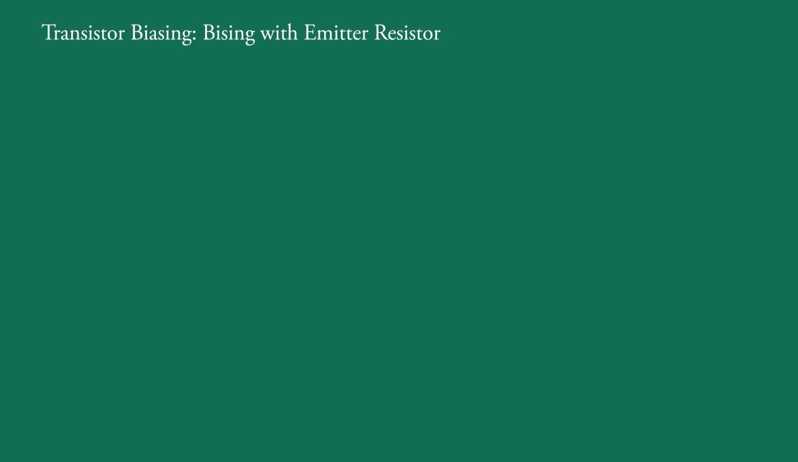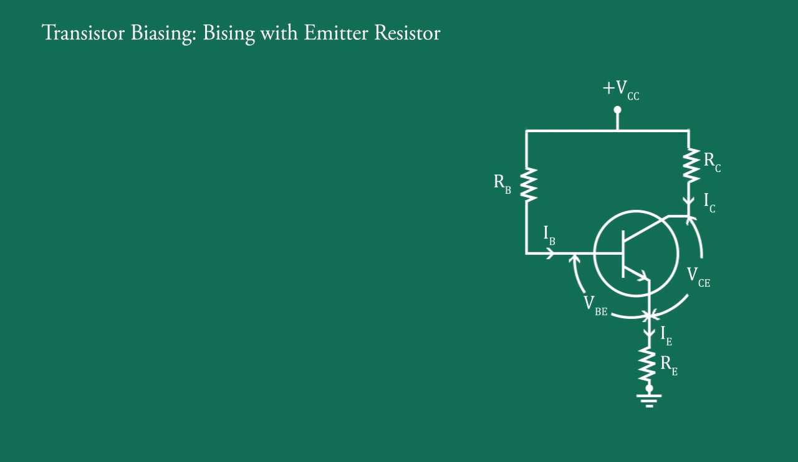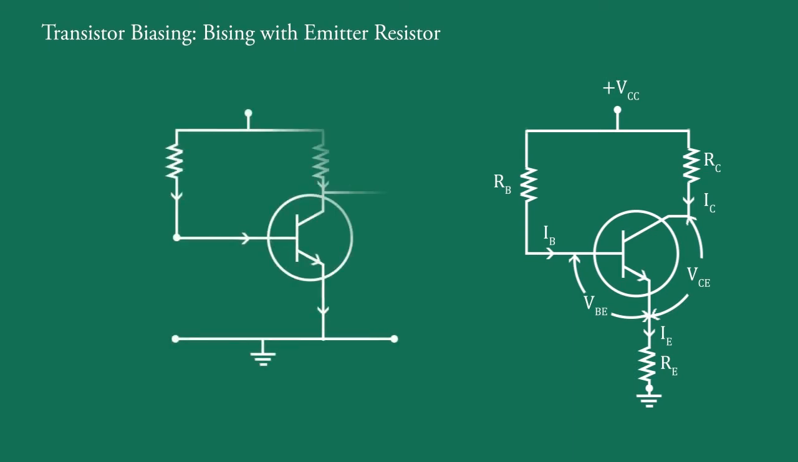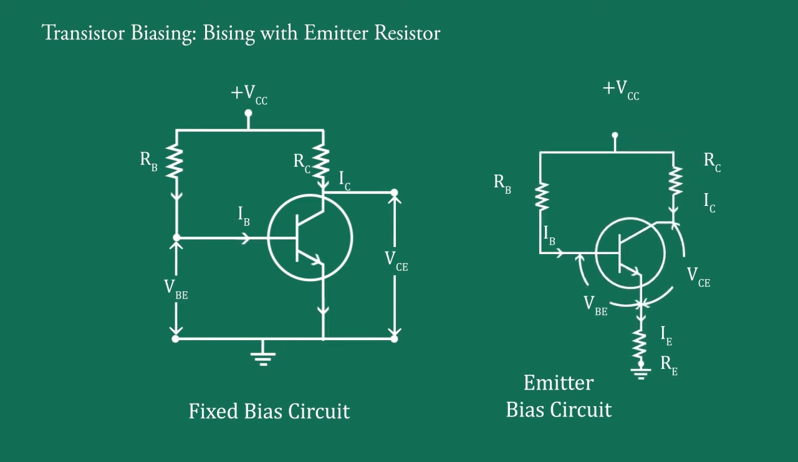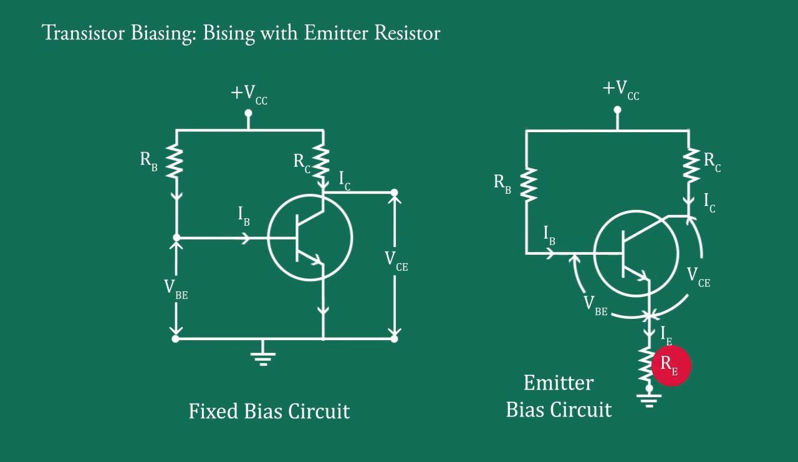We will study one of the transistor biasing circuits, that is biasing with emitter resistor. This is the biasing circuit with emitter resistor. It is a modified form of fixed bias circuit. This is the fixed bias circuit and this is the emitter bias circuit. If we compare these two circuits, then in this circuit, this resistor Re at the emitter is the only excess component.